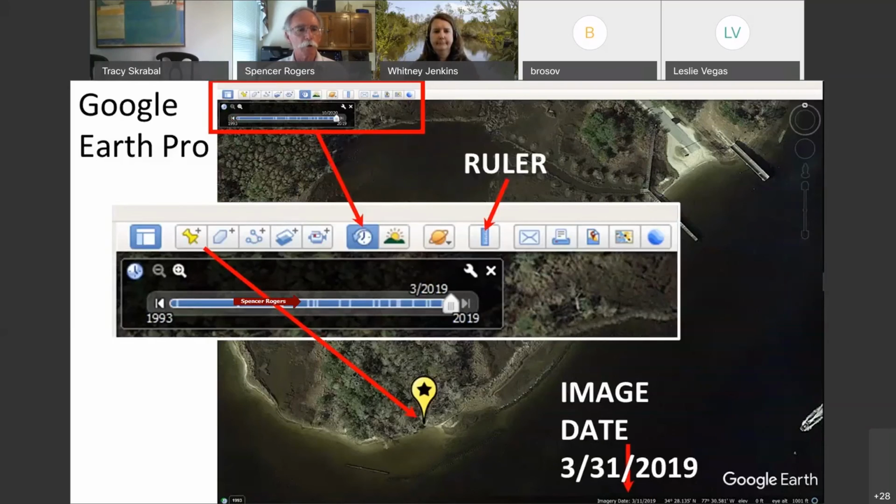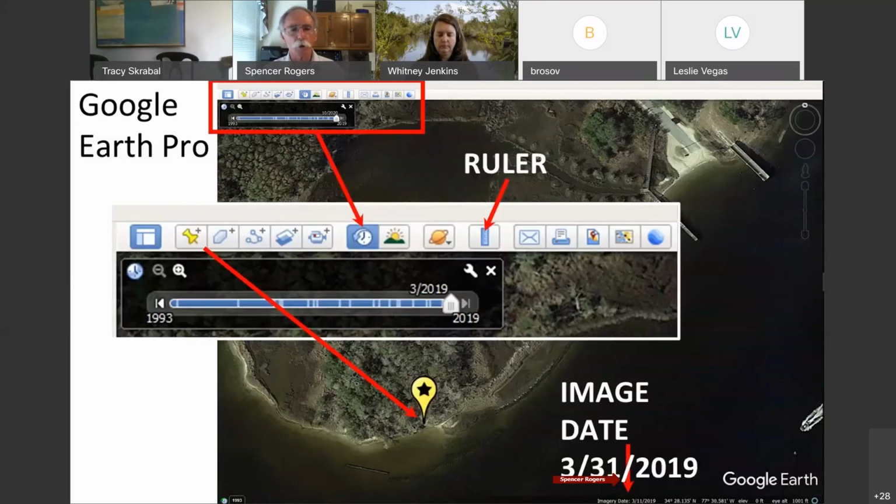So in this case, we can go back all the way to 1993 and look at historical images on this date. And an important reference is this bottom line imagery date, picking up down here, that gives you the exact date of when that photograph was flown, and that's important for using it in shoreline comparisons.